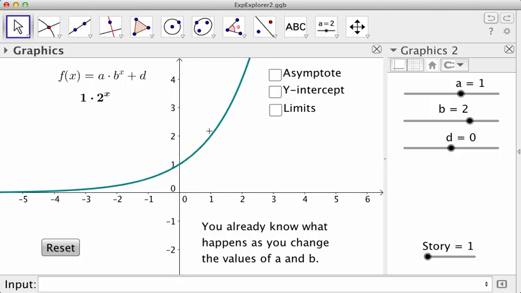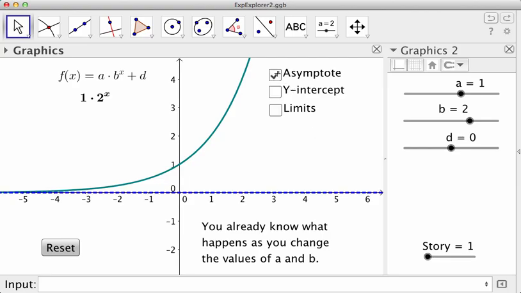Okay, this green curve is a graph of the function f of x equals a times b to the x plus d. Now in this case we have a set to 1, controlled by the slider. We have b set to 2, controlled by this slider, and we have d set to 0, controlled by this slider. Now we've seen this function before.